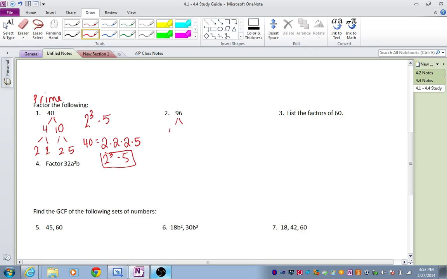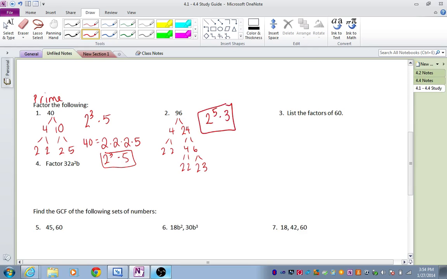96 is going to be 4 times 24. 4 is 2 times 2, and 24 is 4 times 6. 4 is 2 and 2. 6 is 2 and 3. So we have 2 to the 5th power times 3.